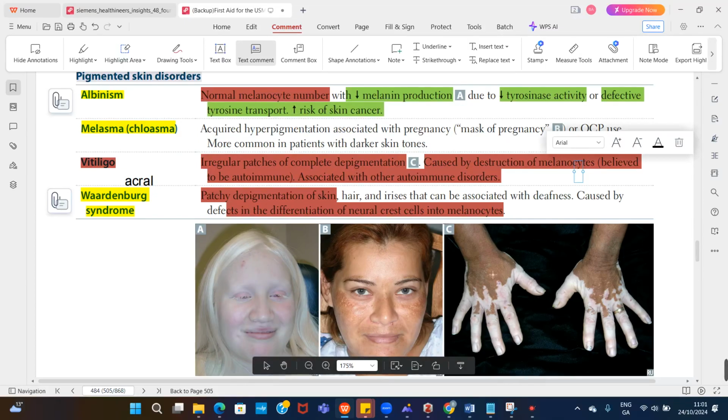Irregular or patchy. It's not going to be diffuse. We can see some areas of normal skin here. This is the depigmented areas, and we still have normal skin here. So this is classic for vitiligo.